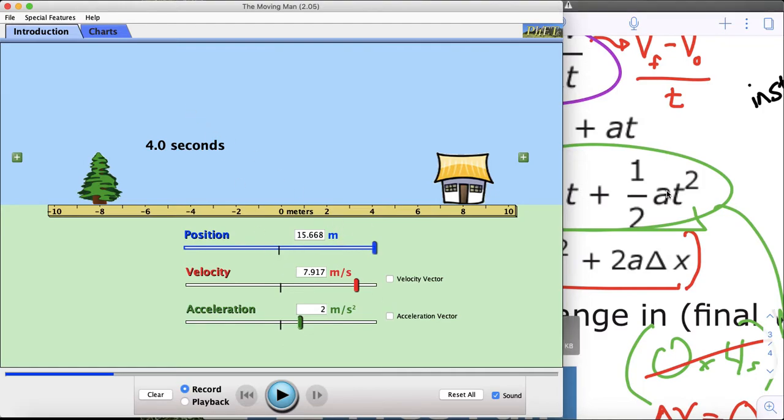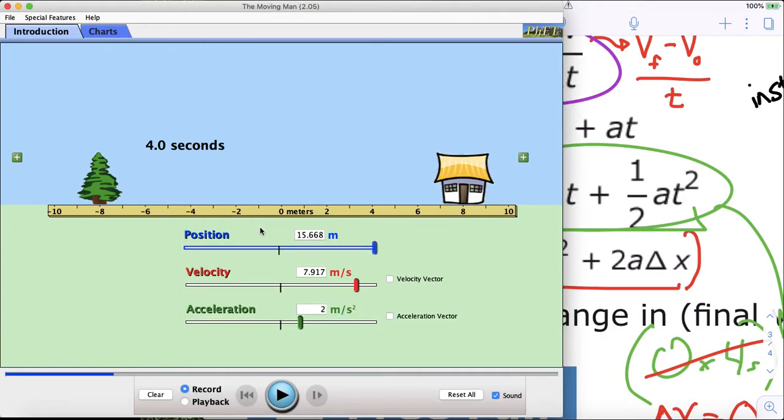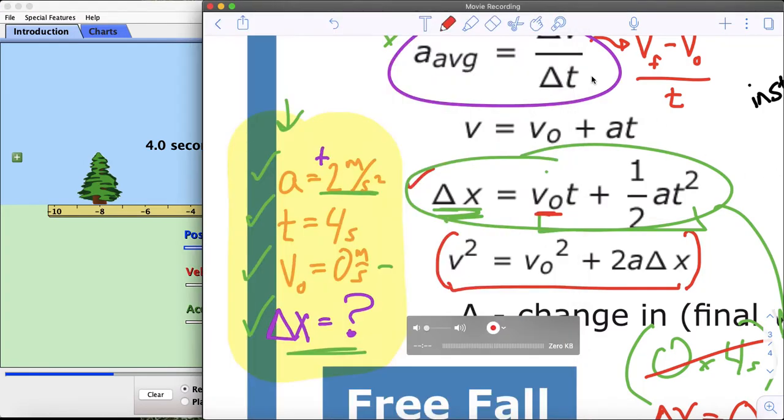If we look at this equation, it's quadratic, which kind of makes sense.